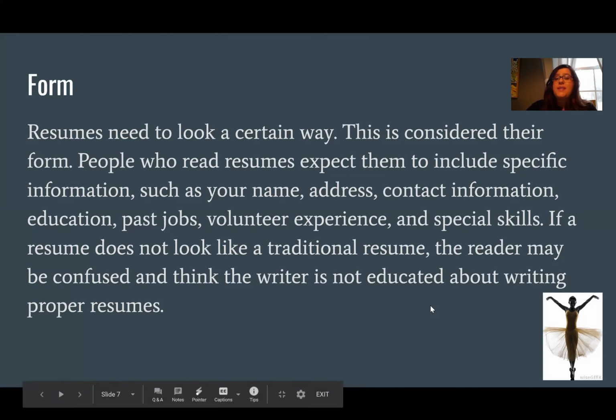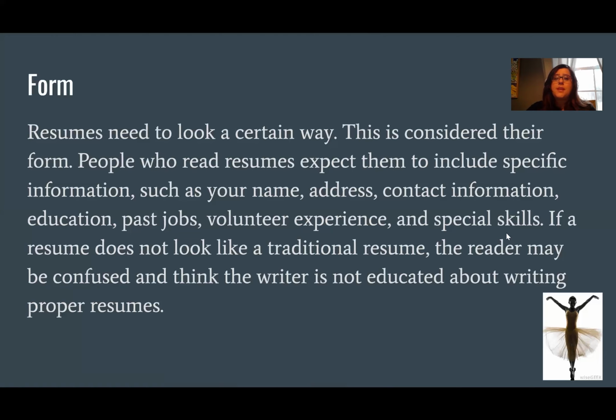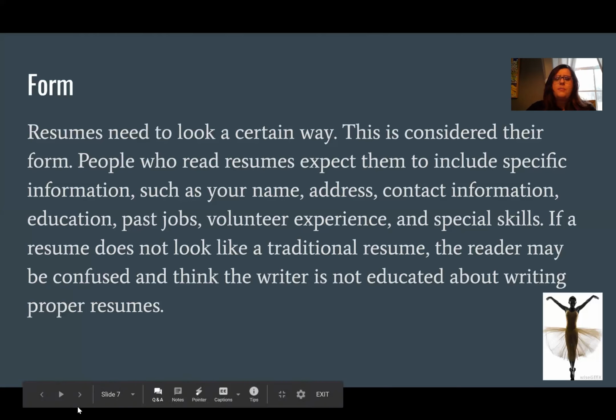And then if you have special skills, like maybe you're really techie, you could put that under your special skills, right? Or maybe you're someone who has a calming effect. There's a lot of you who have that. And you're able to de-escalate people. That's something that's really important. That's a skill that you have. Okay. If your resume doesn't look like a traditional resume, then the reader might be confused as to what you're writing to them about. And they might feel like you're not the right person for the position or action or scholarship.